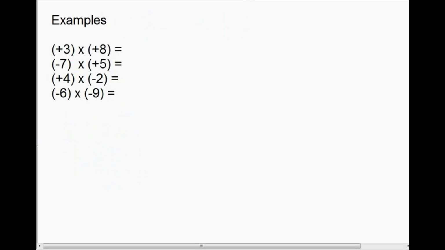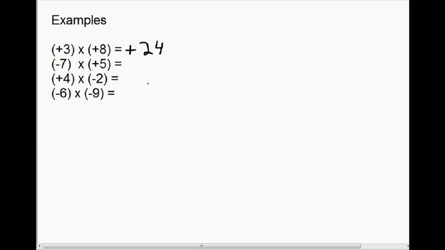So next, let's just look at a couple of examples where we're multiplying two integers together. So for the first one, we have +3 times +8. And as discussed, whenever you're multiplying integers, there's really two steps. The first step is figure out what the sign of the answer is. Here we're multiplying a positive times a positive, and so the sign of the answer is a positive. And second, you figure out the digit of the answer by simply multiplying the digits together. 3 times 8 is 24. So +3 times +8 is +24.